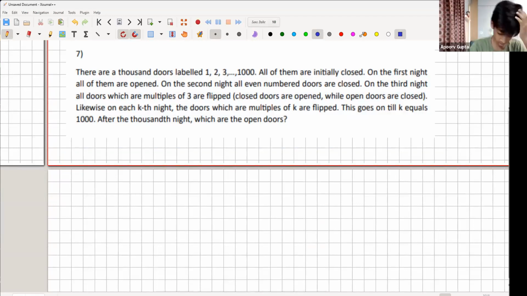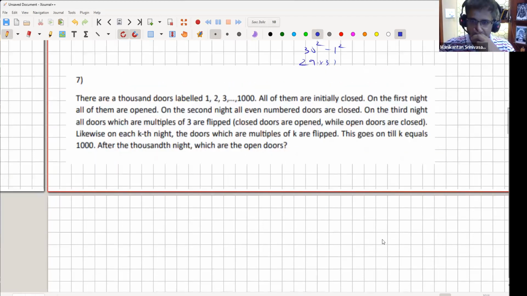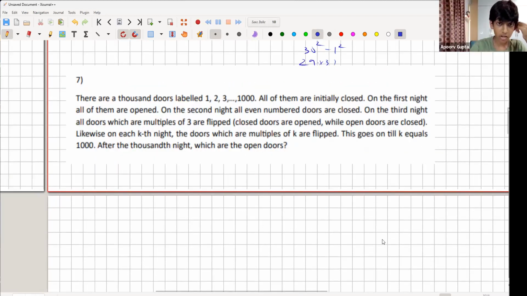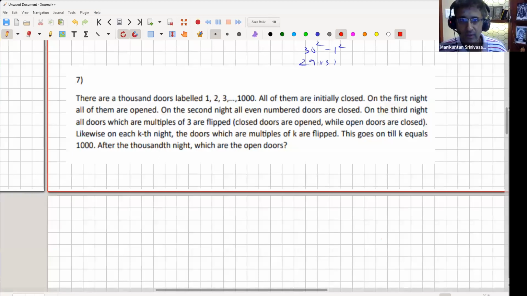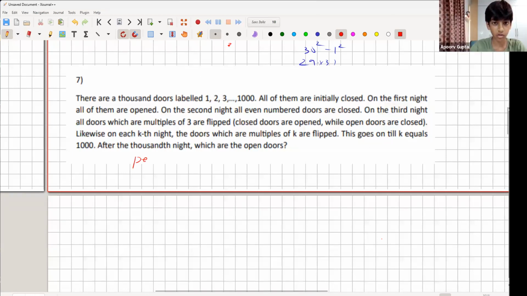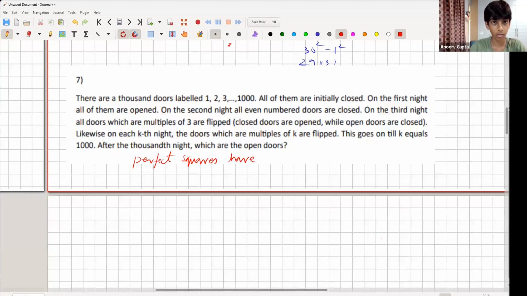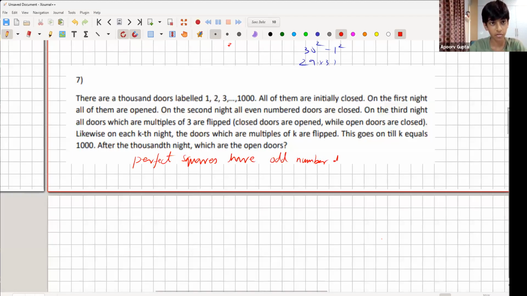Yeah, so I got 31 doors. 31 doors. Okay, what are those doors? So all perfect squares. Okay, and why so? Because perfect squares are the only numbers that have an odd number of factors. And because of the odd number of factors, they start as closed, and including one, since they have an odd number of factors, they will end as open doors. Whereas all other numbers have pairs of factors. So they'll multiply with something else.